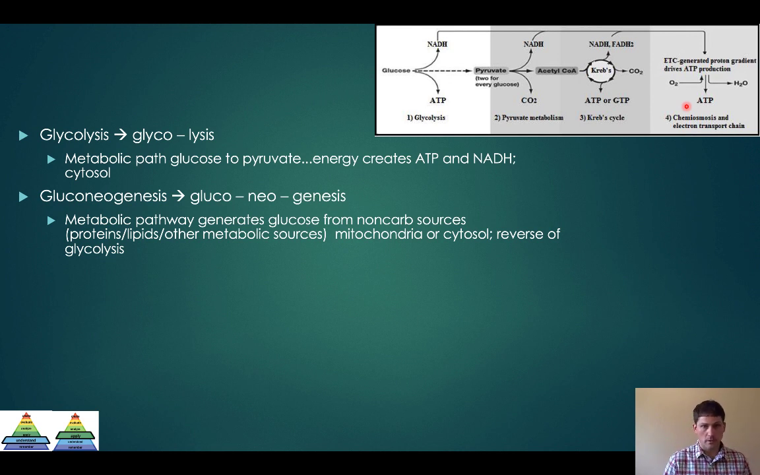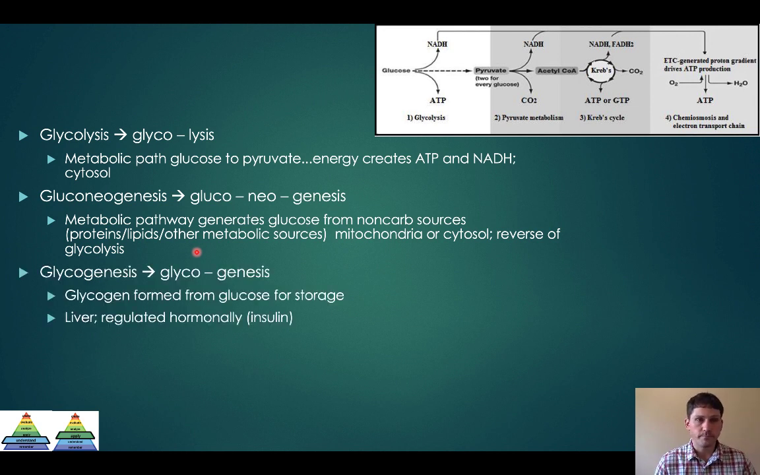Gluconeogenesis. So gluco is making glucose from new sources. So neo is new and genesis is making. So this is our metabolic pathway that's going to generate glucose from non-carbohydrate sources, so from proteins or lipids. And so that can happen in the mitochondria or the cytosol, and it's basically the opposite of glycolysis. So we're basically putting other compounds together to form glucose.